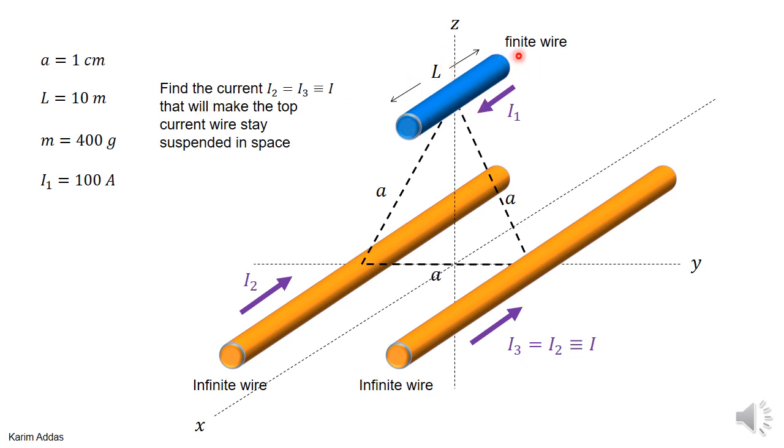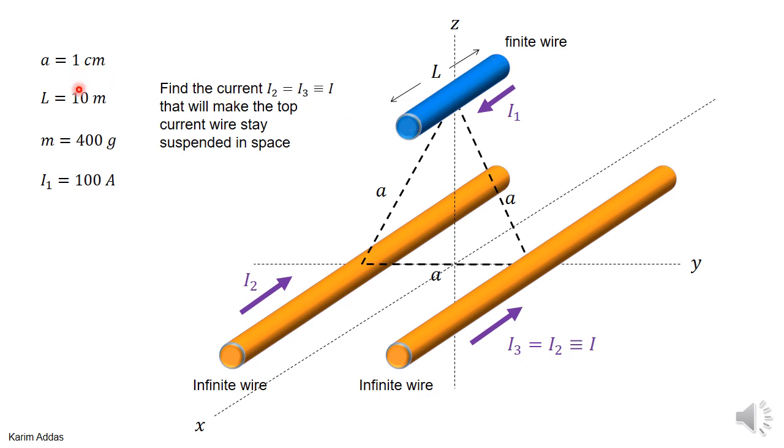And we want this portion of wire to levitate. We want to see what is the condition on the currents such that, with the current I1 given to be 100 amperes, what's the current I, which is the same in both infinite wires? What's that value of current that will make this piece of wire levitate? Levitate means it just stays there in space. It doesn't fall down or go up. It just stays put in that location, suspended in space.